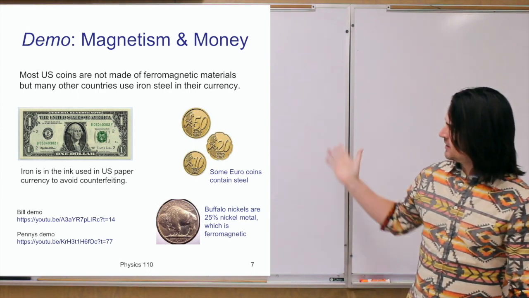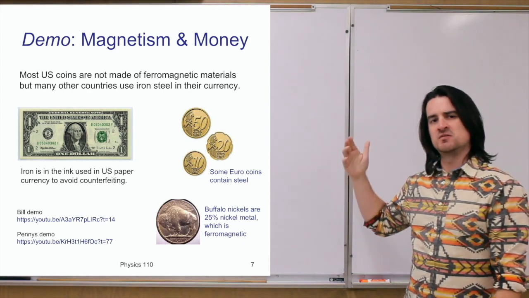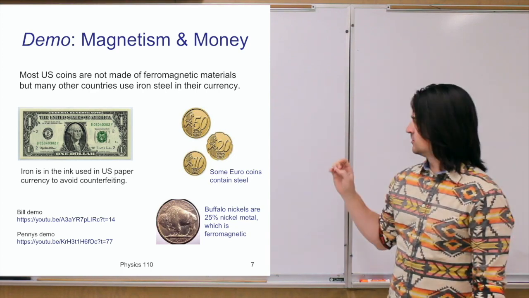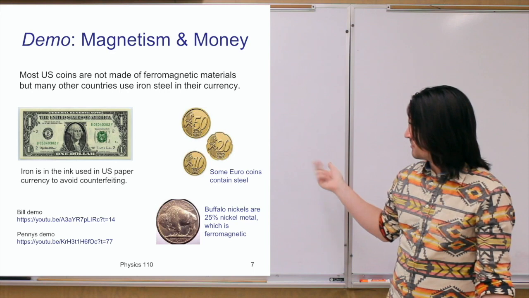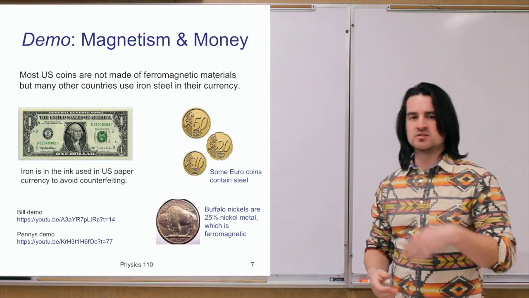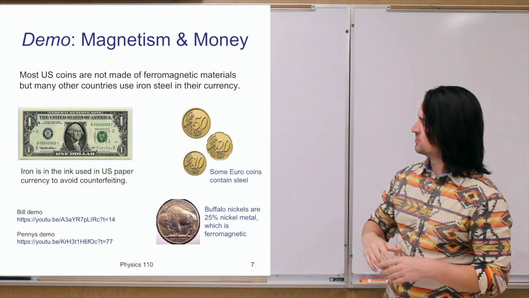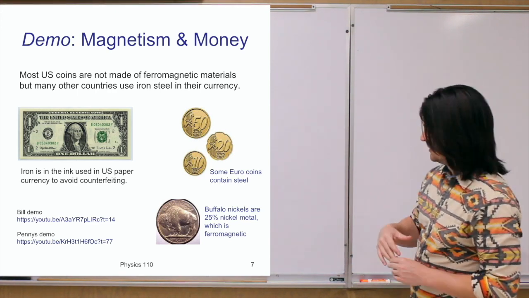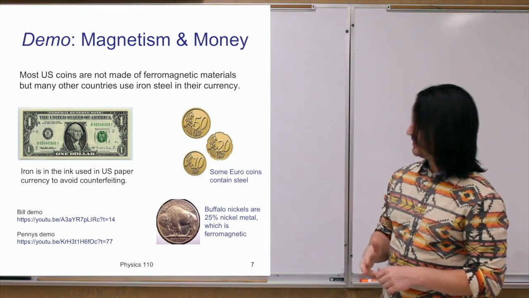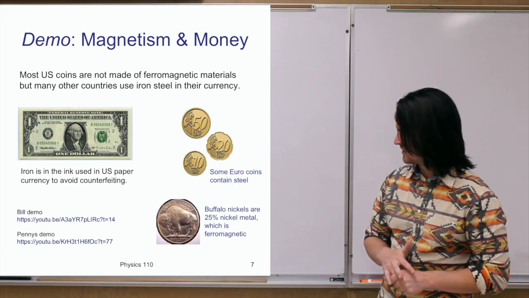So here we have a number of different pieces of currency. You normally think about metals, in terms of currency, as coins. And it turns out that in the Eurozone they have coins, and some of them have steel in them. And steel is basically iron and carbon. So some of these coins will have iron in them, some of them don't. There were apparently these buffalo nickels that were actually made out of nickel, and nickel is one of those ferromagnetic materials, so that one would be attracted by a magnet.